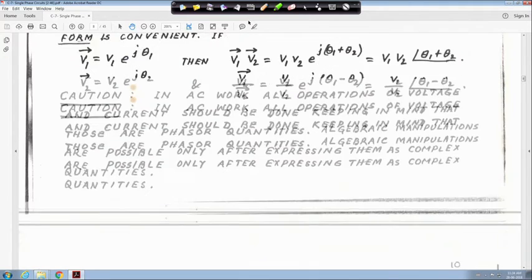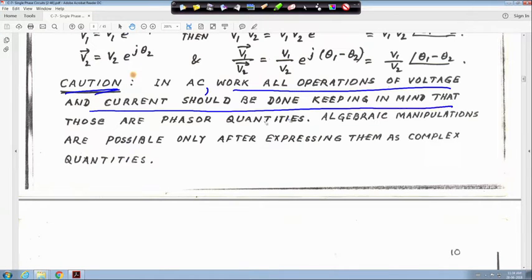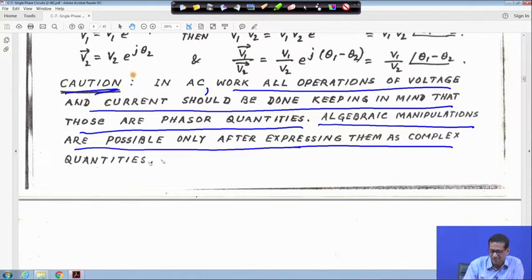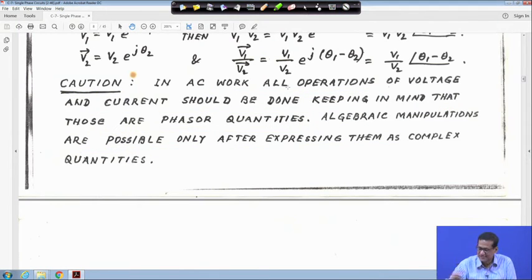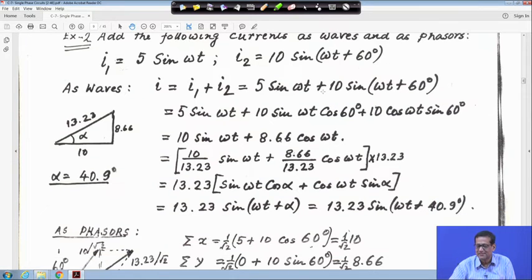Now, some caution is written here. In AC, all operations on voltage and current should be done keeping in mind that those are phasor quantities. So algebraic manipulations are possible only after expressing them as complex quantities. So when you do the calculation, be careful about that.